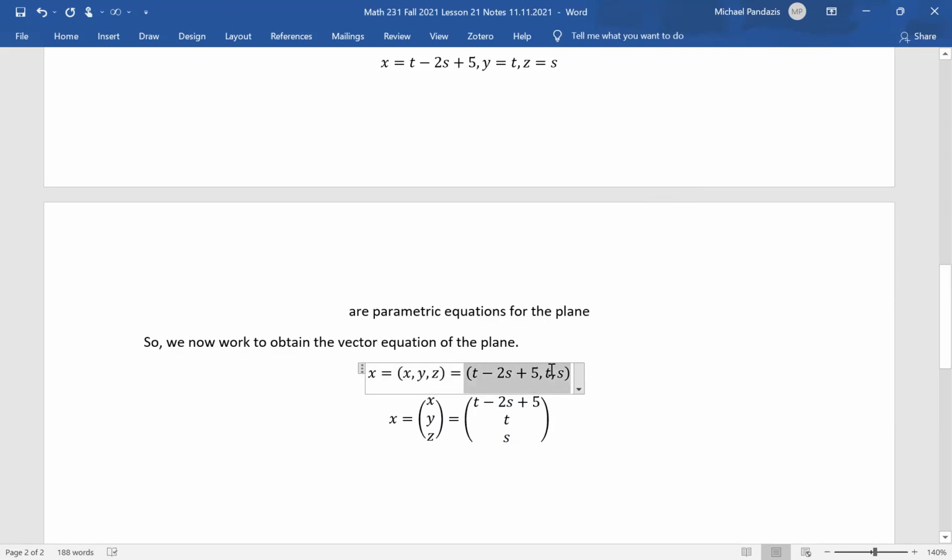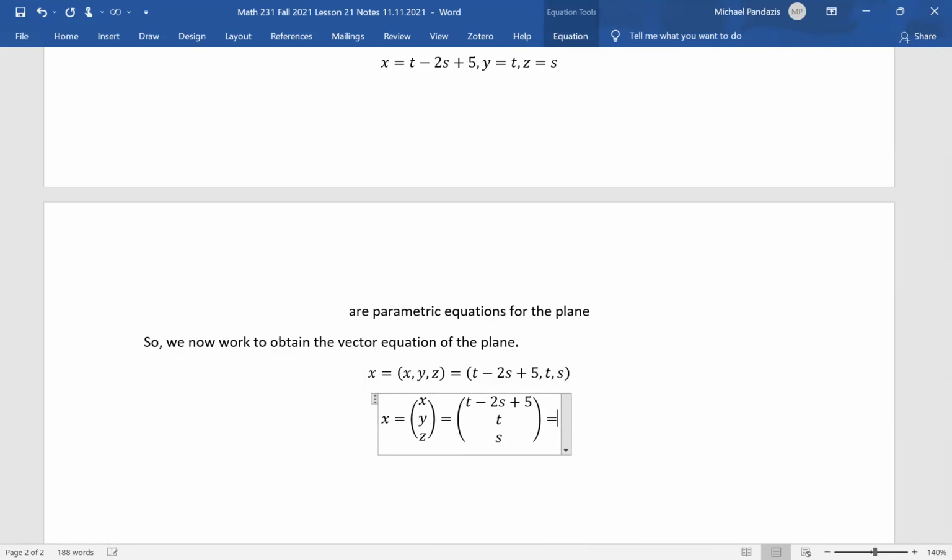Like an ordered pair is a list of two things horizontally, or a three-tuple is an ordered list of three things. Having a list horizontal or vertical changes nothing. It's the exact same thing. The list isn't any different if you write it horizontally or vertically. So here, I'm just making the list vertical instead of horizontal. So x is equal to x, y, z vertically. It's equal to t minus 2s plus 5, t, s vertically.